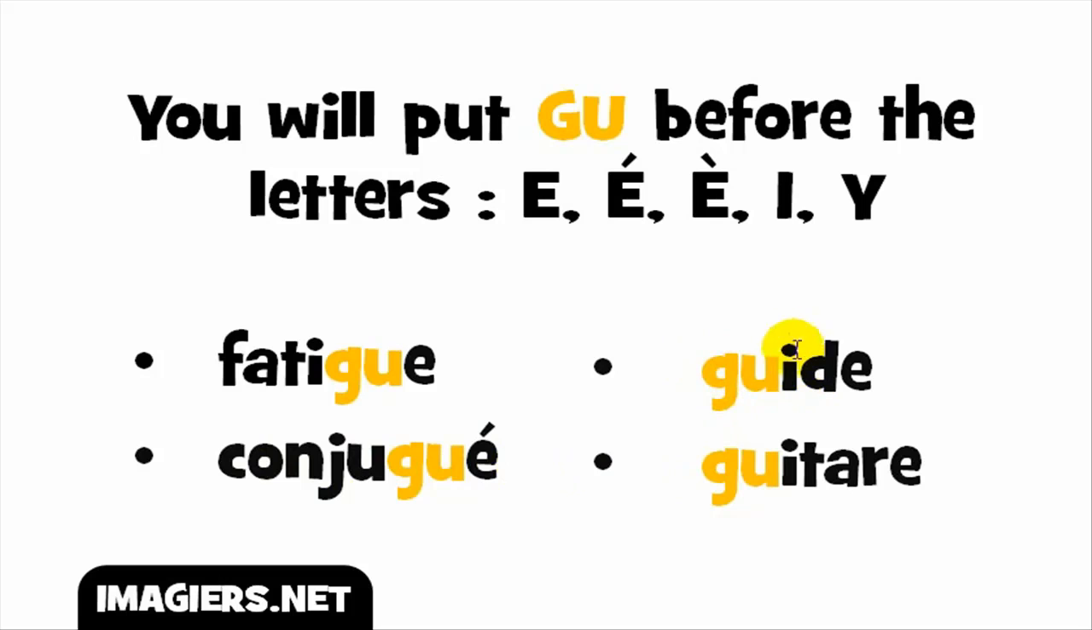Next example, you've got the vowel I here, so you will get the sound gi, gi, all right, and then you've got this d, guide, guide, all right. And the last one, another example with this I, gi, gi, guitare, all right, so let's see them one more time.